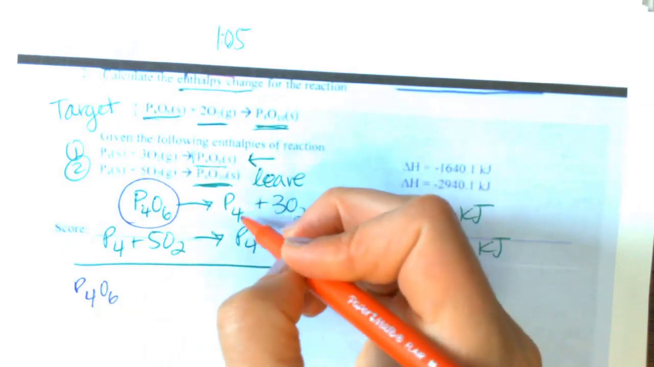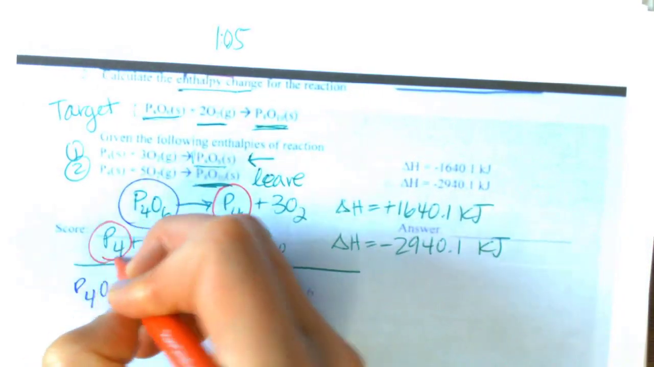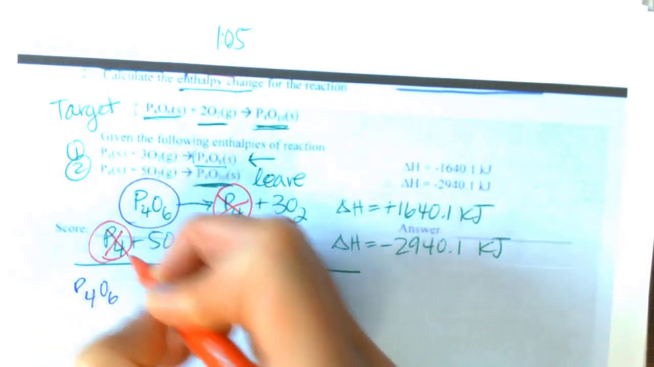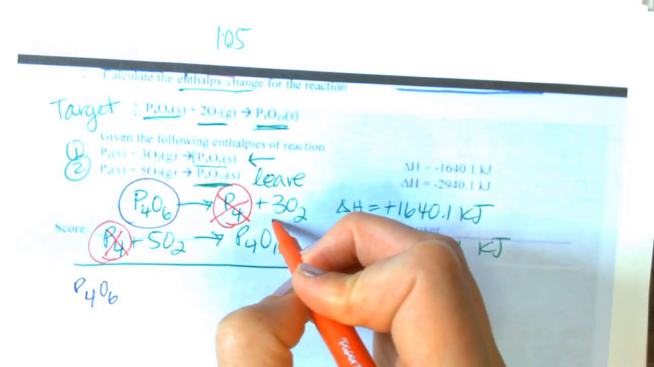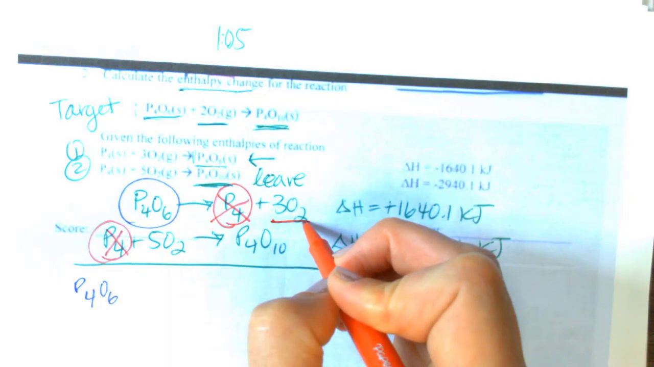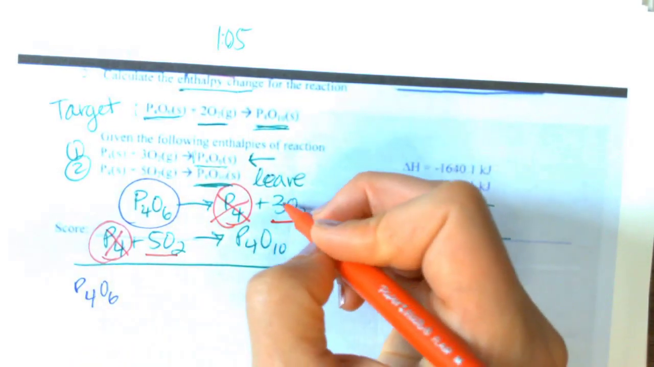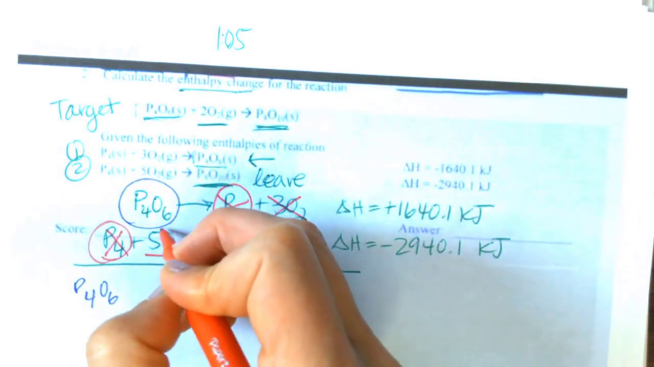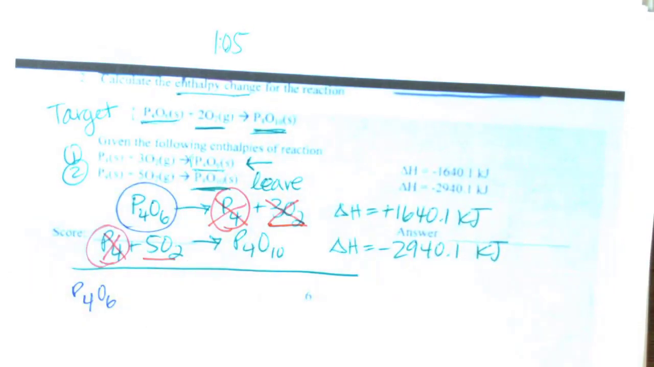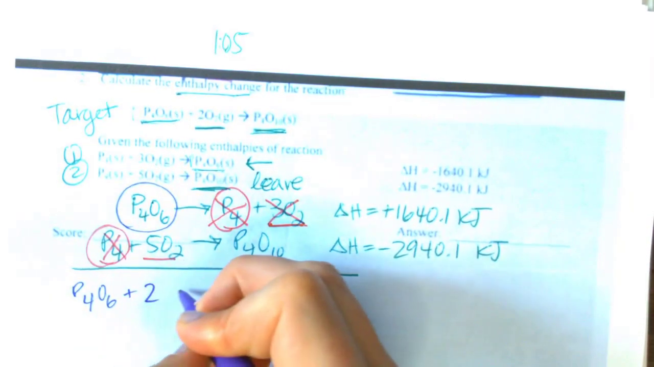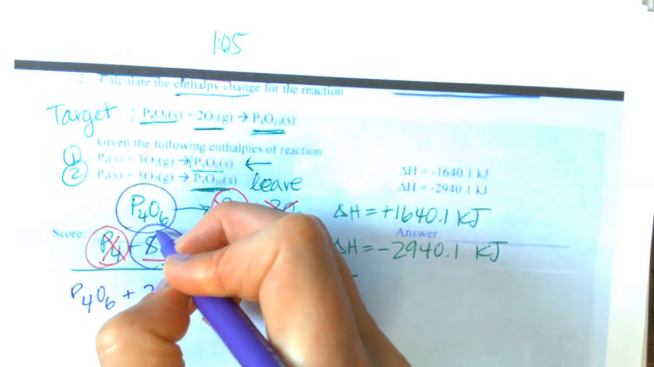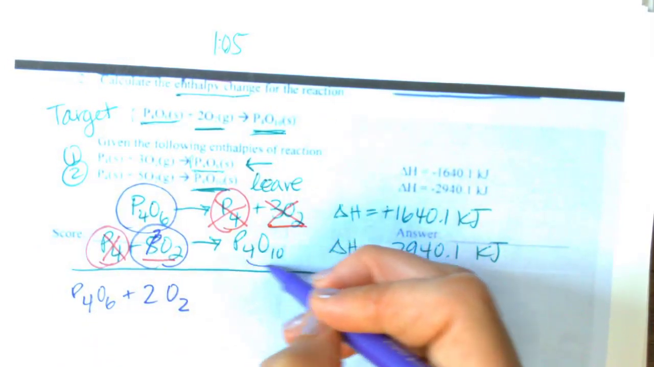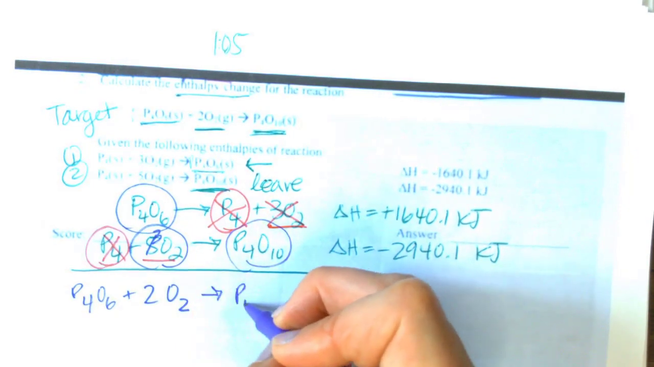On the right I have a P4 and on the left I have a P4, so those can cancel out. That's great. On the right I have 3 O2s. On the left I have 5 O2s. So let's subtract these 3 O2s, get rid of them. 5 minus 3 would give me 2 O2s. So that keeps this, that becomes a 3. And then the only thing left on the right is my P4O10.